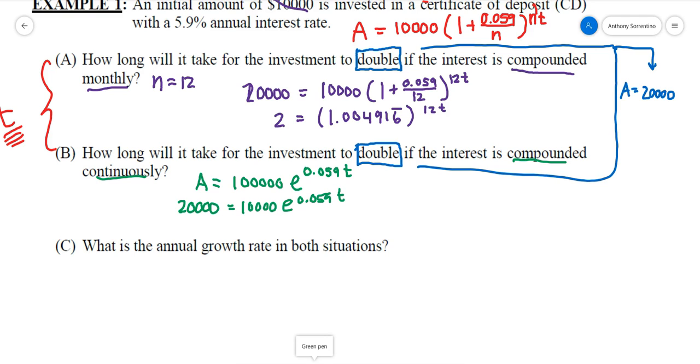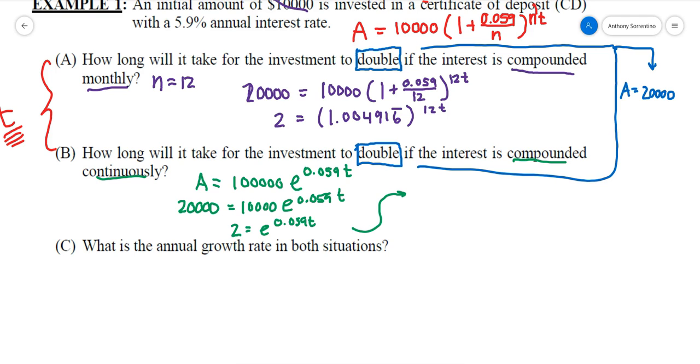I would divide again both sides by 10,000, and I would get 2 equals e to the 0.0059t. One of the good things about using situations where there's e involved, you don't have to sit there and worry about logarithms and the change of base, because there's only one logarithm you would use, natural log.